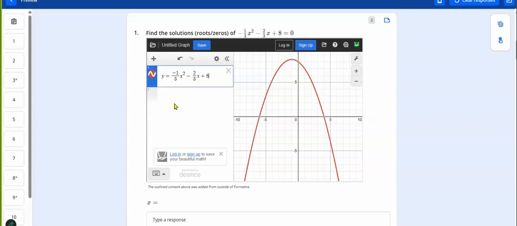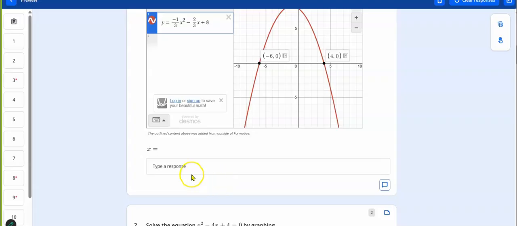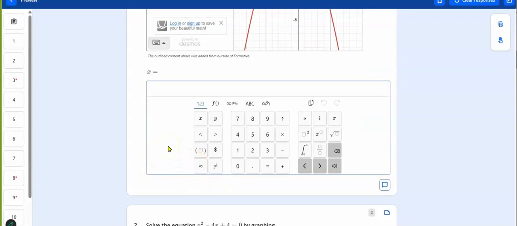So here's our graph. What part of the graph is going to answer the question? The ones on the x-axis. Okay. So I'm going to click on them, -6, +4. Now it is important to know, see how it just says X only and it doesn't ask for coordinates? Yeah. So I'm going to say -6, 4.